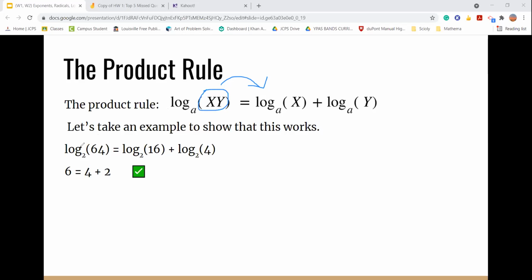So if I look here, log base 2 of 64 equals log base 2 of 16 plus log base 2 of 4. Because here, this is going to be my x, this is going to be my y. And x times y, or 16 times 4, is indeed 64.